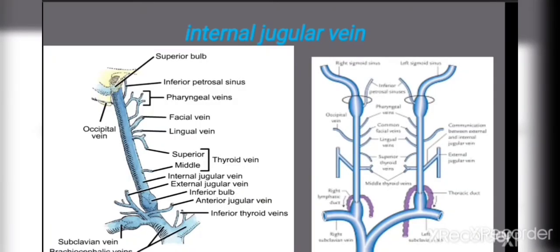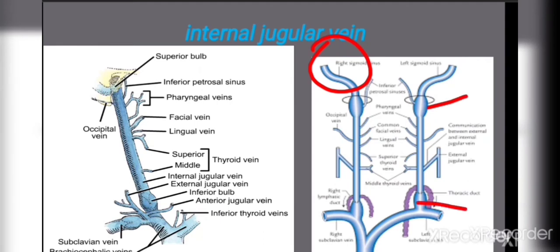Then the next content of the carotid triangle is the internal jugular vein. Here we can see the internal jugular vein is the continuation of the right sigmoid sinus at the jugular foramen. So this is the right sigmoid sinus at the jugular foramen. It forms the internal jugular vein. This vein possesses 2 bulbs, the superior bulb and the inferior bulb.